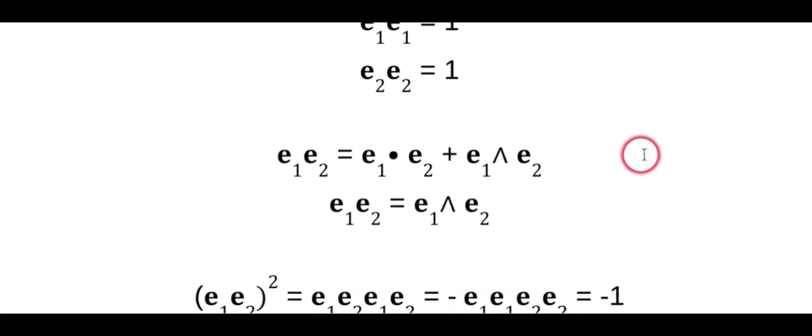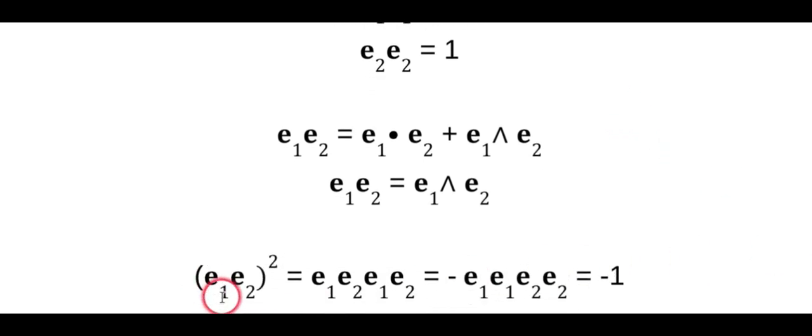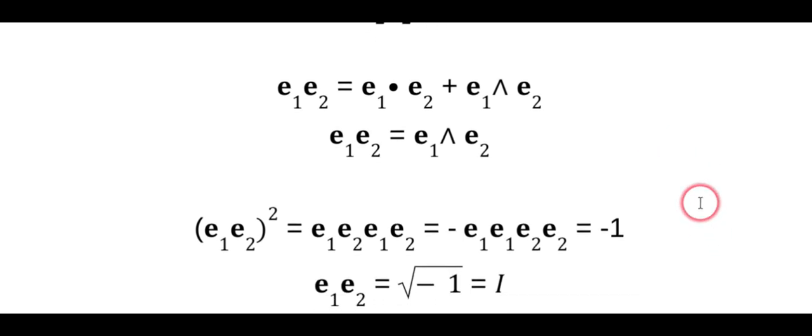But here's the interesting part. What if we square this? What is E1 E2 squared? We can write it like this: E1 E2, E1 E2. We can swap these two, right? We have to pick up a negative when we swap. So E1 E1 E2 E2, with a negative. E1 E1 is 1, E2 times E2 is 1, so we get a negative 1. What if I take the square root of both sides? Oh. So E1 E2 is equal to the square root of a negative 1, which is what? Imaginary number. And I'm just going to call it capital I because it's similar to I, but it's not exactly I.